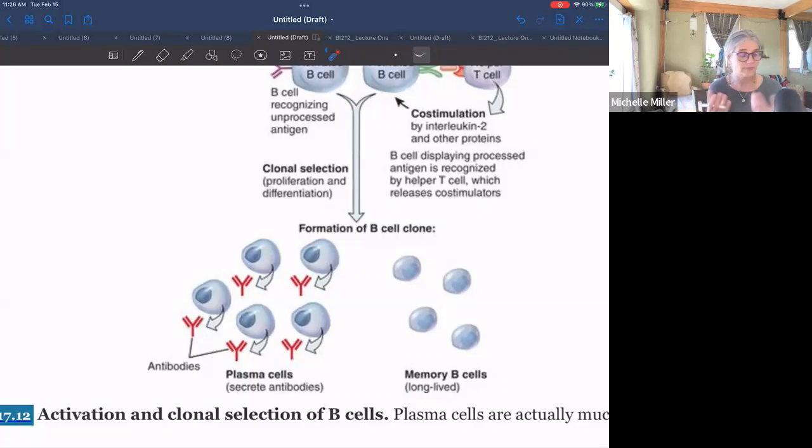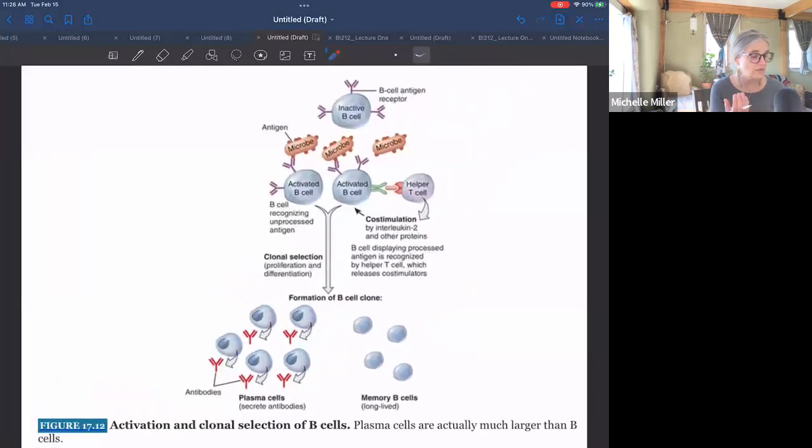You'll also notice that we have the helper T cell here. So the helper T cell gets a signal from the B cells to activate the cell-mediated immunity component. And that cell-mediated immunity would aid in helping us fight off the infection.